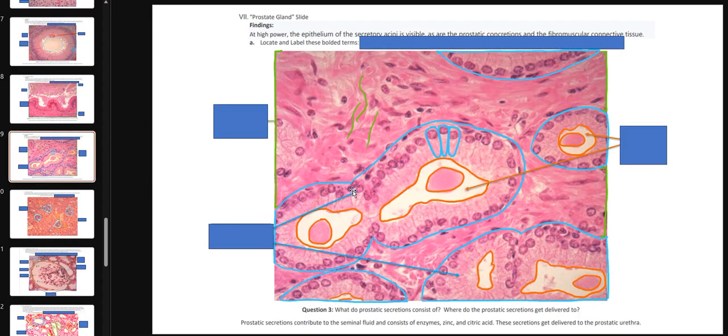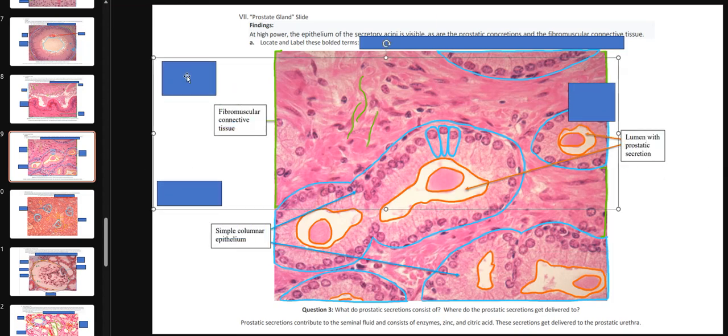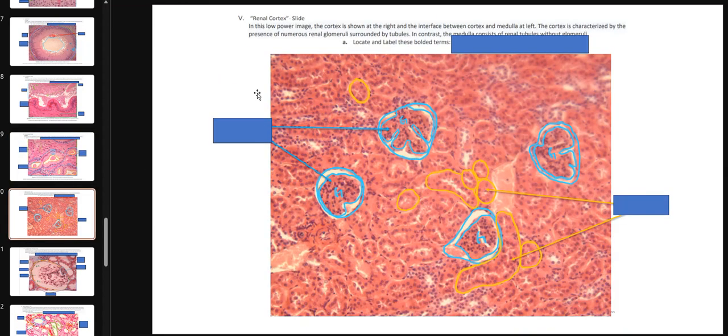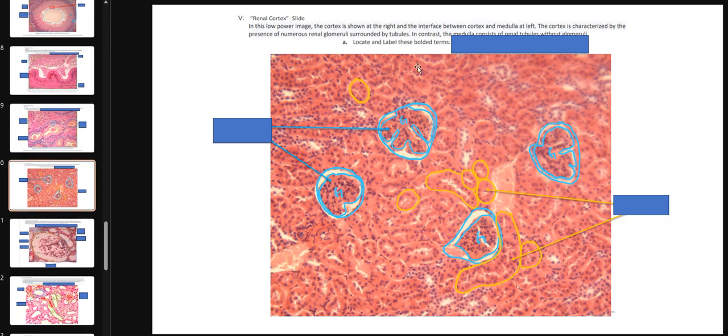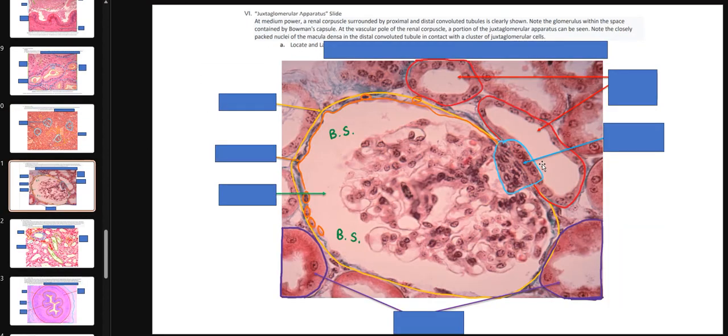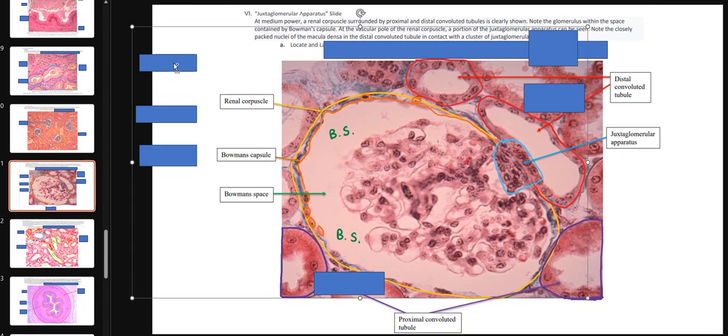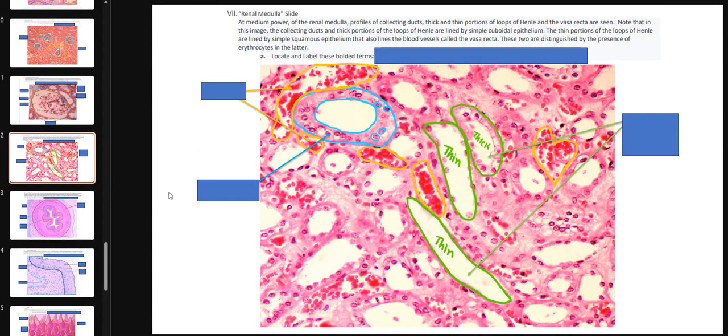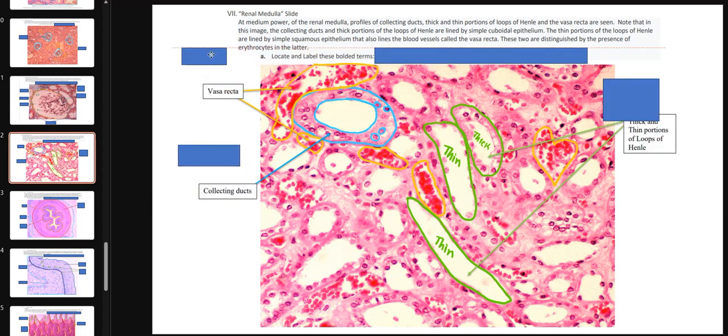Prostate gland slide, simple columnar epithelium, lumen with prostatic secretions, fibromuscular connective tissue. Renal cortex slide, renal corpuscle with glomeruli, renal tubules. Juxtaglomerular apparatus slide, juxtaglomerular apparatus, distal convoluted tubules, proximal convoluted tubules, Bowman's space, Bowman's capsule, renal corpuscle. Renal medulla slide, thick and thin portions of the loop of Henle, collecting ducts, vasa recta.